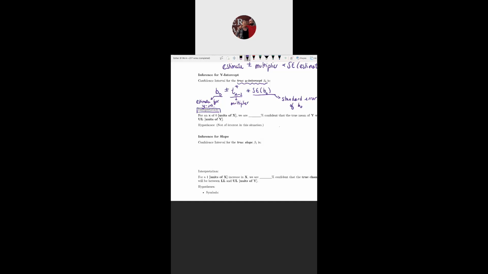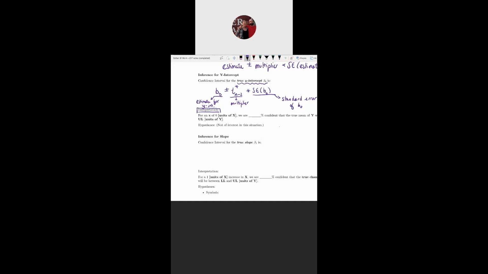Hypotheses: we don't really care about doing a hypothesis test for the y-intercept because we've already talked about this. The y-intercept generally winds up being an extrapolation, and most of the time it's a completely illogical thing anyway, so we don't even care about doing a hypothesis test for it. Slope, though, on the other hand, that's a little bit more interesting. It's got a little bit more stuff going on.